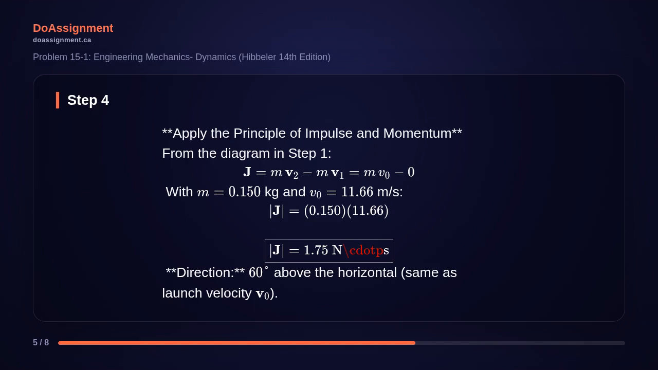Applying the impulse momentum principle, the magnitude of the foot impulse equals the ball's mass times the launch speed, since the initial momentum is 0. Multiplying 0.15 kilograms by 11.66 meters per second gives 1.75 newton-seconds. The direction of the impulse is 60 degrees above the horizontal, matching the launch direction.